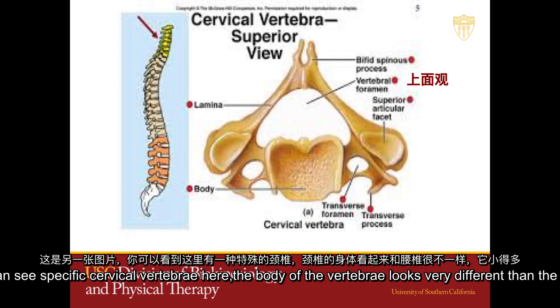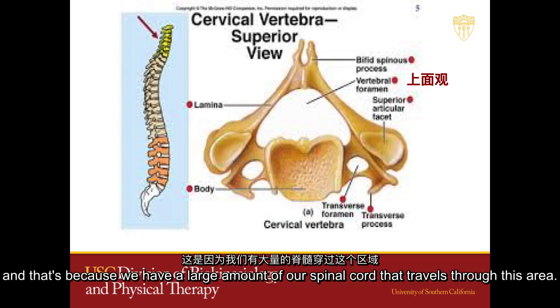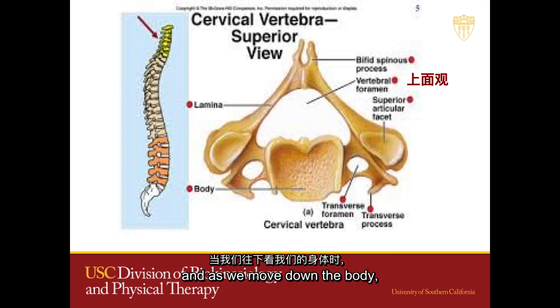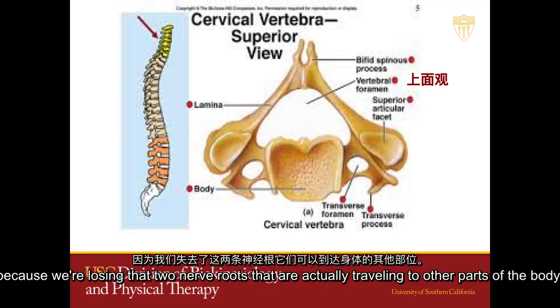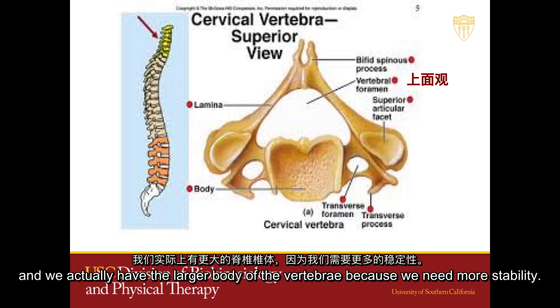The body of the vertebrae looks very different than the lumbar spine. It's much smaller, but we have a much larger vertebral foramen, which is the hole there in the middle. And that's because we have a large amount of our spinal cord that travels through this area. And as we move down the body, then we lose bits of the spinal cord because we're losing that to nerve roots that are actually traveling to other parts of the body. So as we get down to the lumbar spine, that foramen is smaller because our spinal cord is smaller, and we actually have a larger body of the vertebrae because we need more stability.